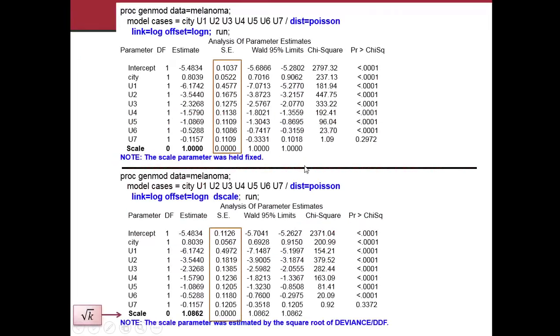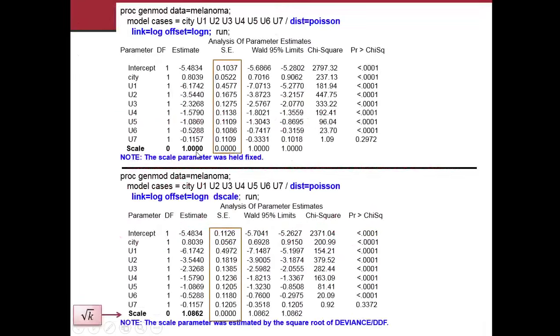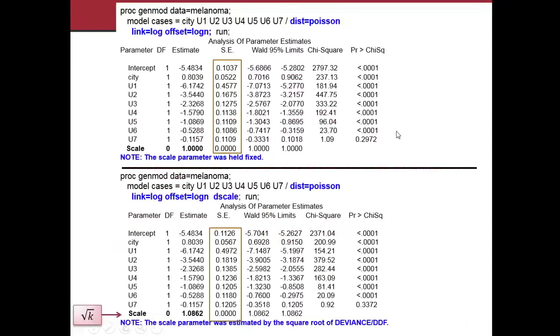So what are we going to do about it? This is what it looks like. Here is the skin cancer model again, maybe a model that actually has good fit. Remember we talked about this thing on the bottom here, scale. The scale parameter is the piece that changes the variance relative to the mean. Normally when you run Poisson regression, it says scale is 1. Why is it 1? Because it's 1 times mu equals variance. It means we're assuming regular old Poisson.